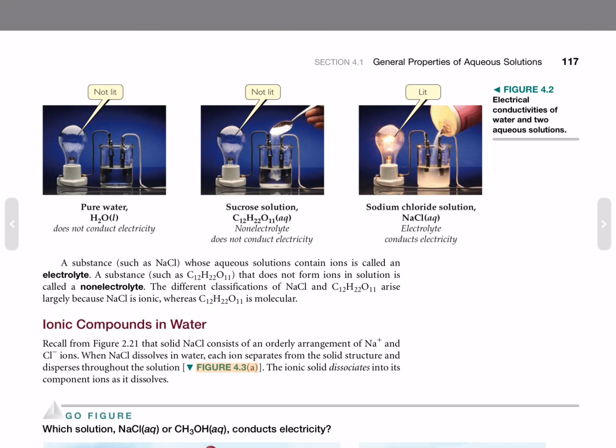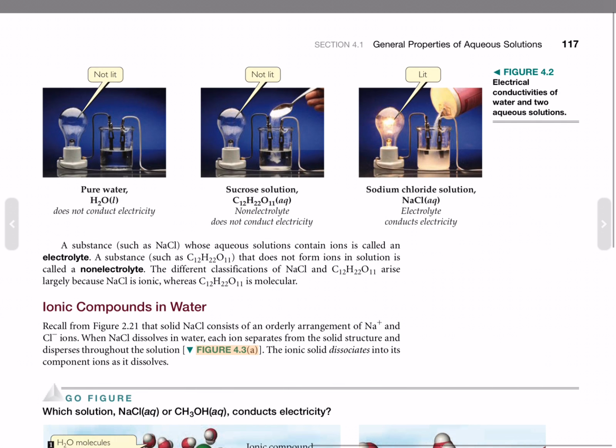Ionic compounds in water. Recall from Figure 2.21 that solid sodium chloride consists of an orderly arrangement of sodium and chloride ions. When sodium chloride dissolves in water, each ion separates from the solid structure and disperses through the solution. The ionic solid dissociates into its component ions as it dissolves.